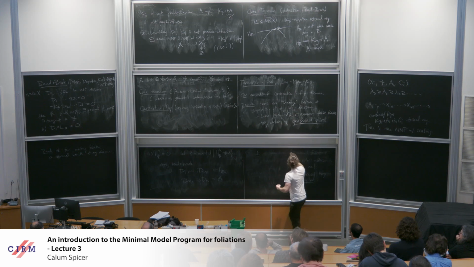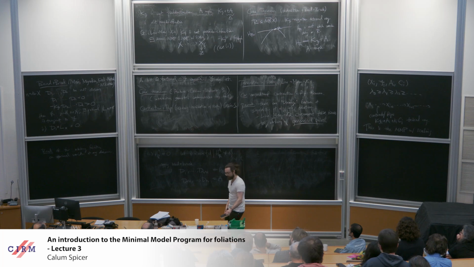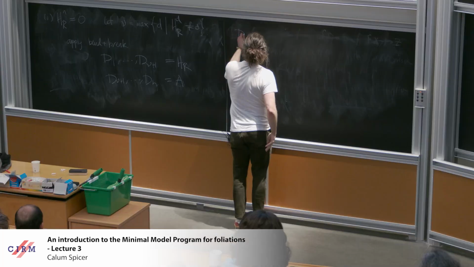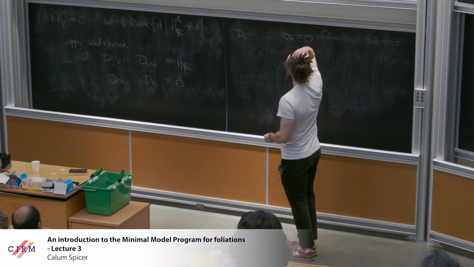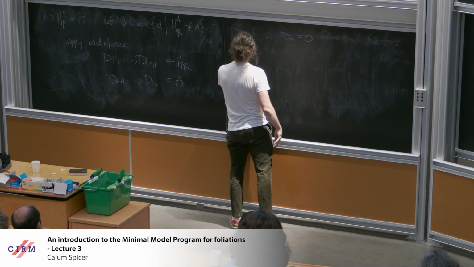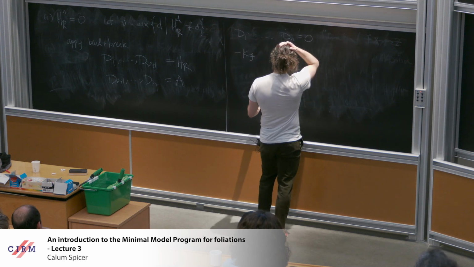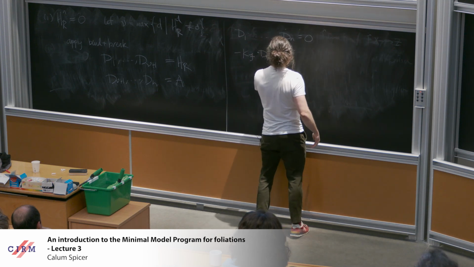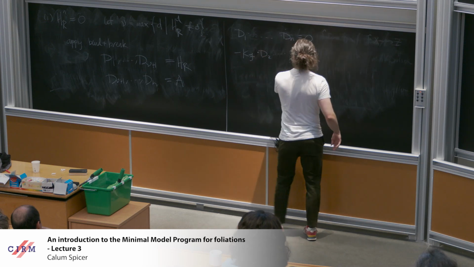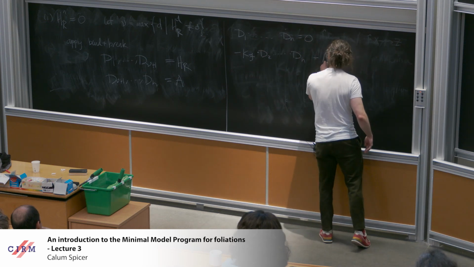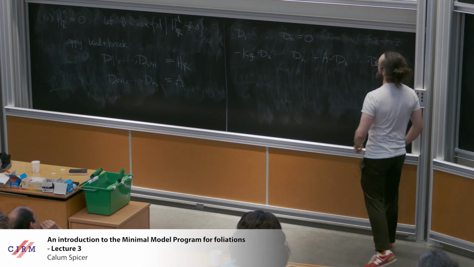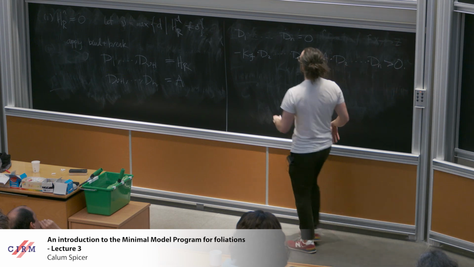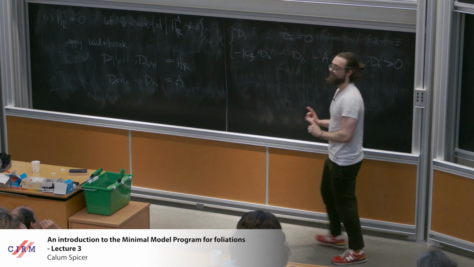And so clearly, by definition, we have that D_1 up to D_n has to be equal to 0. But now minus K_F dotted with D_2 dotted with D_n is just equal to A dotted with D_2 to D_n, which is positive, again, by definition of nu. So both of these hold by our choice of nu.